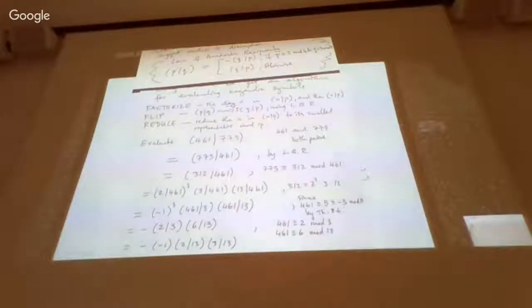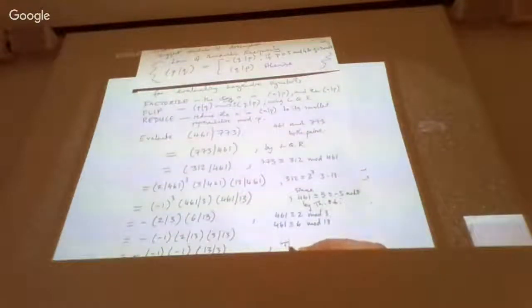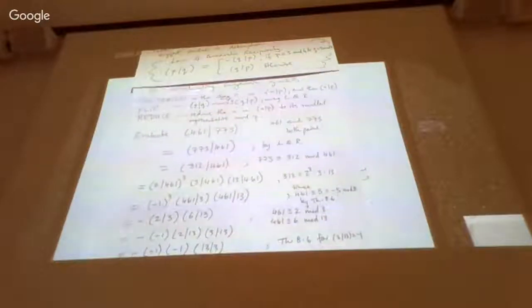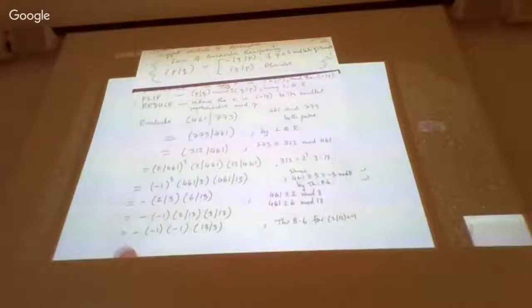(2/13), we answer with 8.6. What is 13 modulo 8? It's congruent to 5. So that's a minus. Let's just repeat them so we can keep track of what's happening. (2/13) is minus 1, because the prime is congruent to 5 mod 8. (3/13), we can flip. So we've got 3 minus signs, we've got a minus sign.